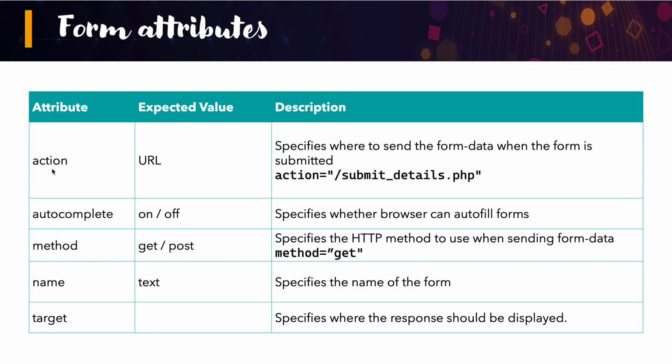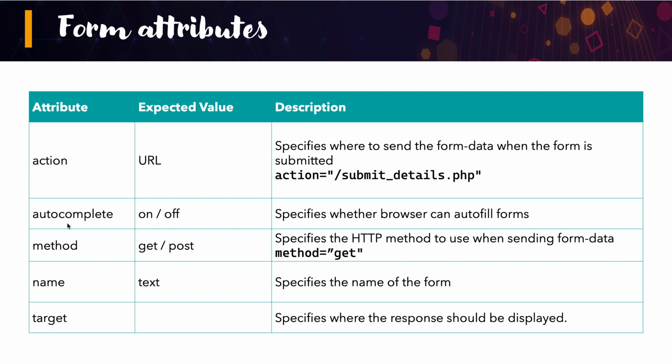The first attribute is called action, and it is expecting a URL as a value. What does this URL mean? It is the URL to which the data is sent when the form is submitted. Look at the example. You say action is equal to, and then there is a URL. When the form is submitted, all the data from the form is sent back to this URL using the HTTP method that is given by the method attribute. It can be get or it can be post.